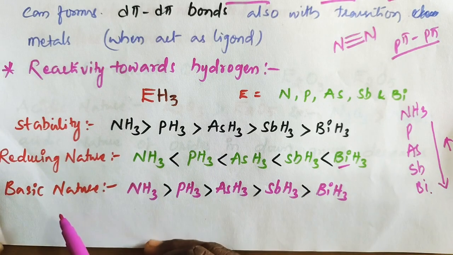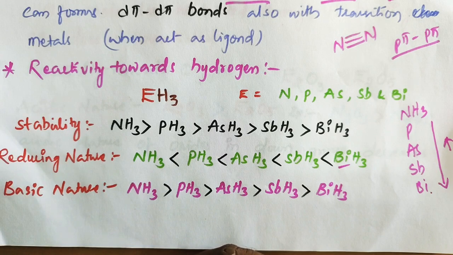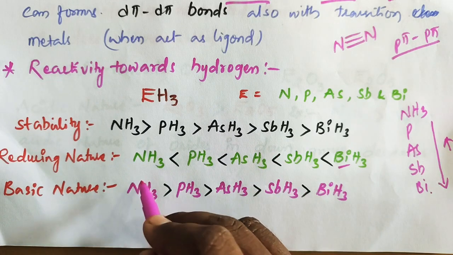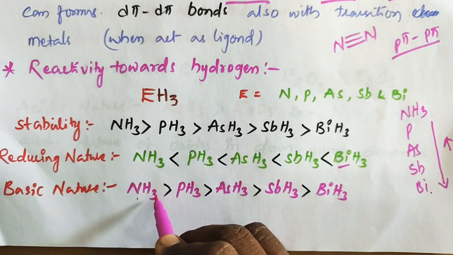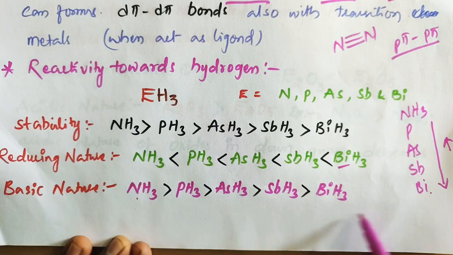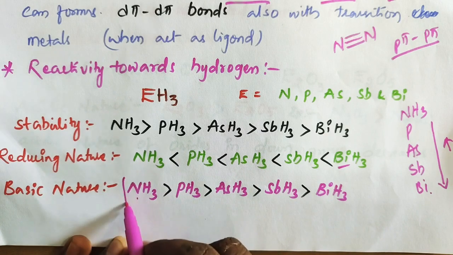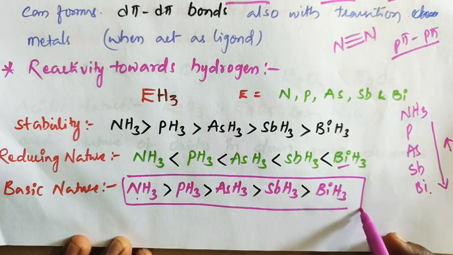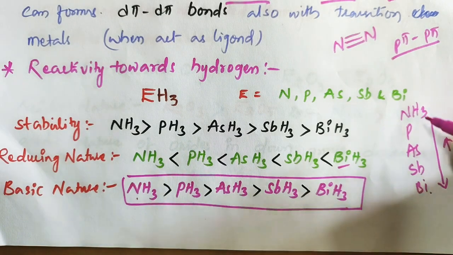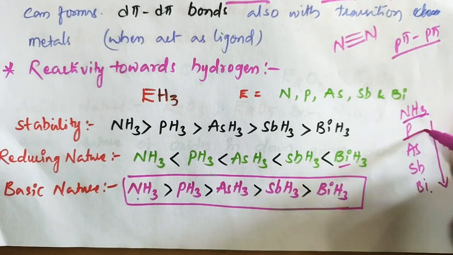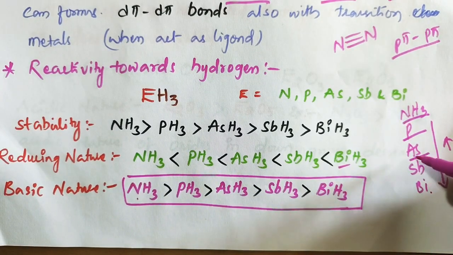Next, the basic character. Basic nature decreases from top to bottom because of the increasing atomic size. Basic nature means abstraction of H+. H+ is abstracted easily by nitrogen, and NH3 forms NH4+. So NH3 is more basic than BiH3. NH3 is more basic than PH3, and PH3 is more basic than AsH3. Like this, the basic nature decreases.